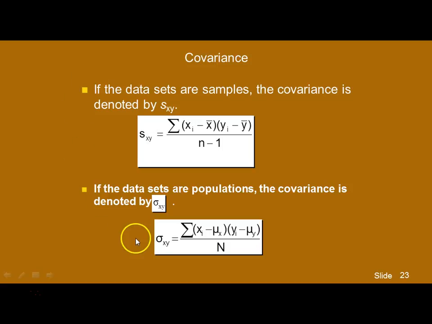If your data is populations, or you're treating it as a population, we have two variables, X and Y again. Now the means, of course, will be the population means. Again, we take each deviation around the X variable times its corresponding Y variable.